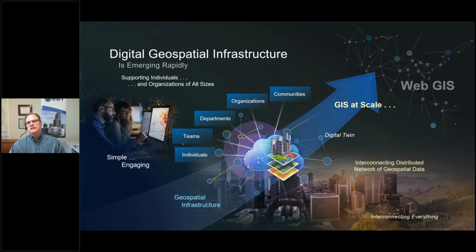And so individuals and teams and entire departments and organizations can work across this distributed data, and it works across multiple scales. So the geospatial infrastructure I create at a city of 5,000 would actually have a lot of similarities to one that I would create at 500,000. It works at different scales, and again, helps us to interconnect everything. And it goes back to that digital twin that I was talking about, so that, again, we can have subject matter experts that have direct access to the data that they need to be able to perform their work.